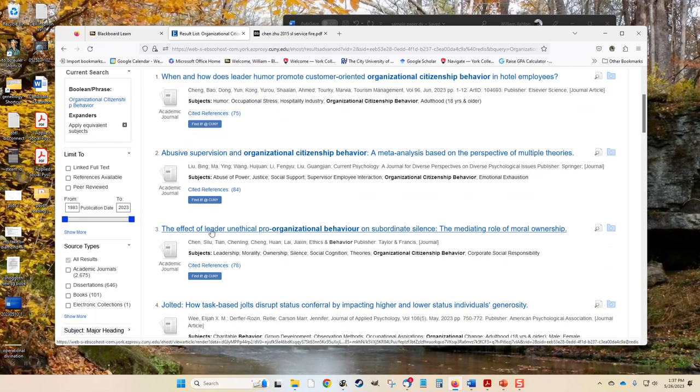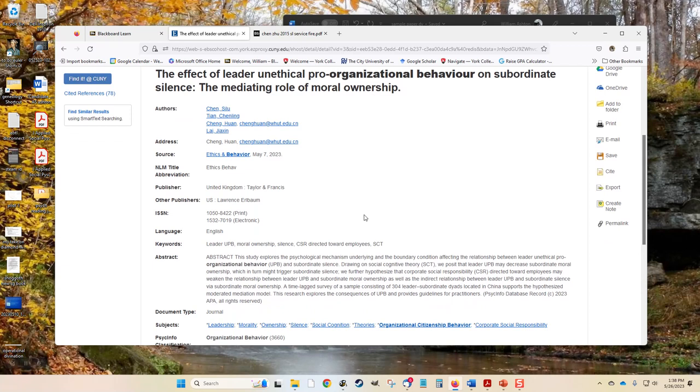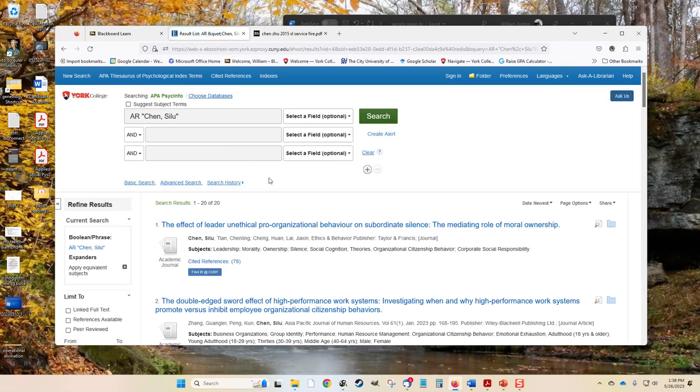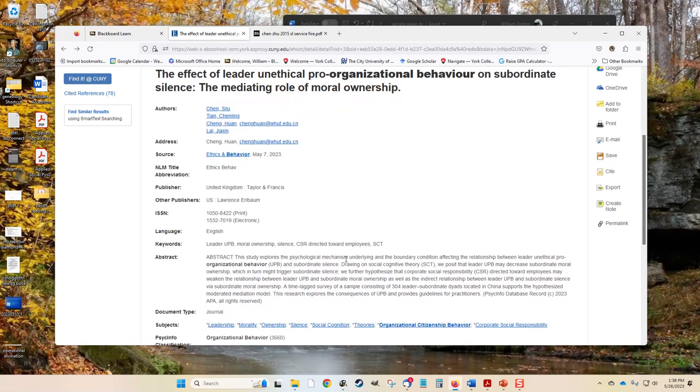We want to research the effect of leader unethical pro-organizational behavior on subordinate silence. Let's see, subjects, ethics and behavior. Behavior, kind of psychologically. Let's go take a look at this. And Sui Chen, do we know about them? No, unfortunately, that would be too difficult to look up. For now, psychological mechanism for affecting the relationship between leader unethical pro-organizational behavior. It's about something totally different, so we're going to skip that.